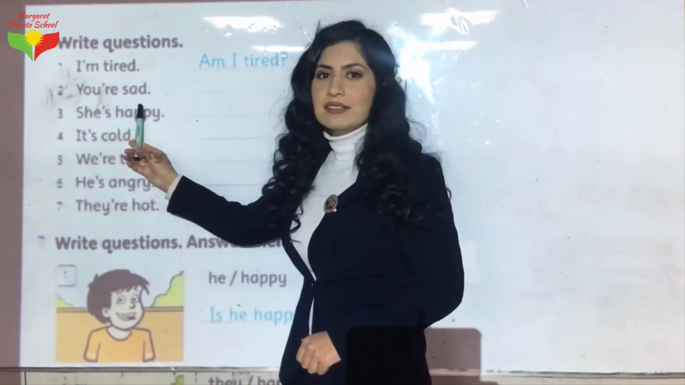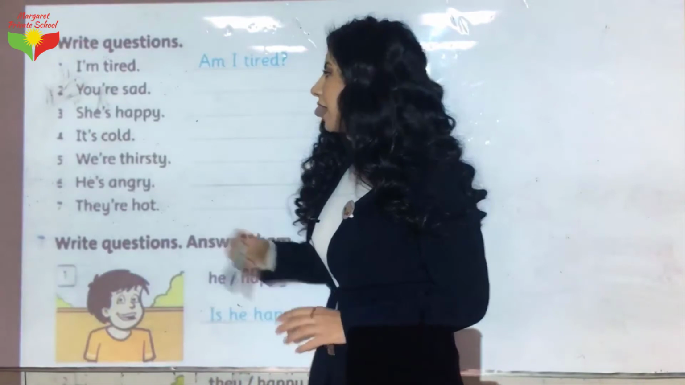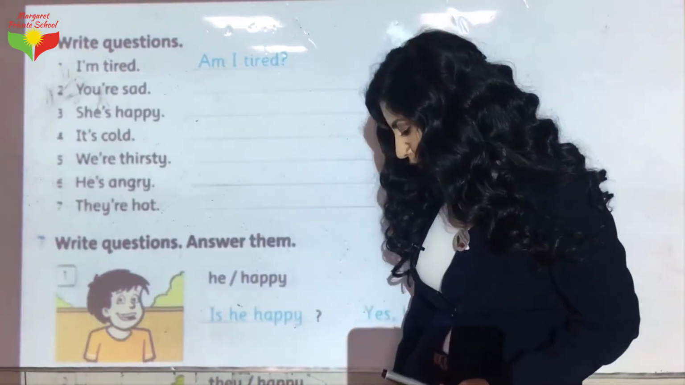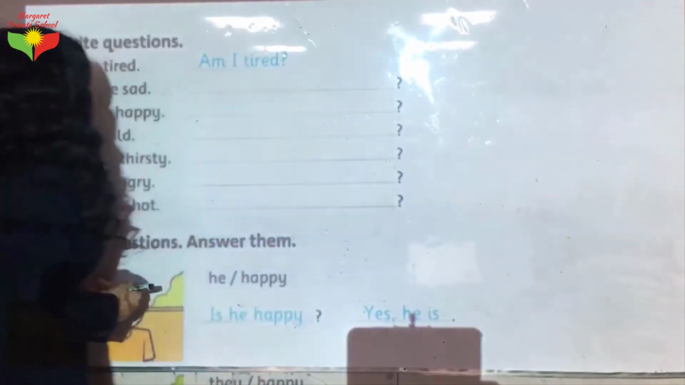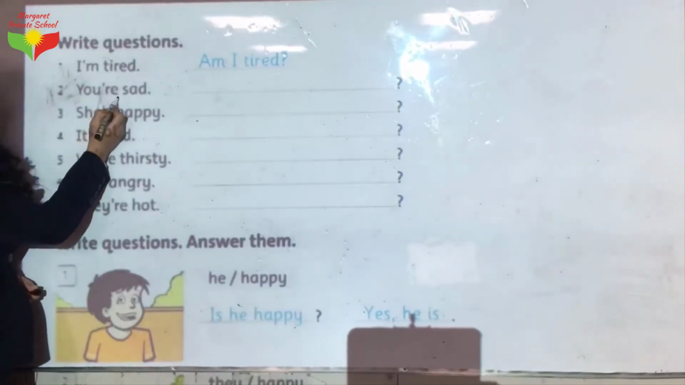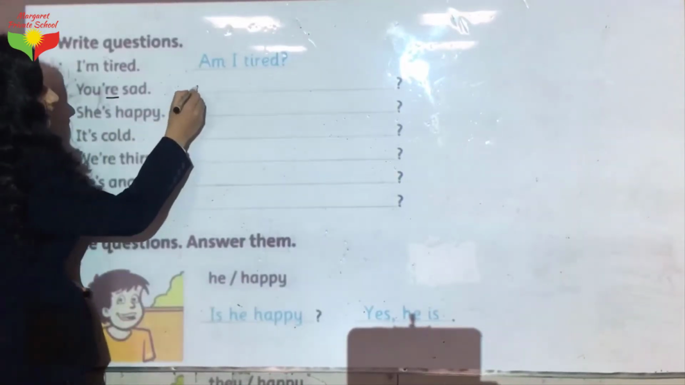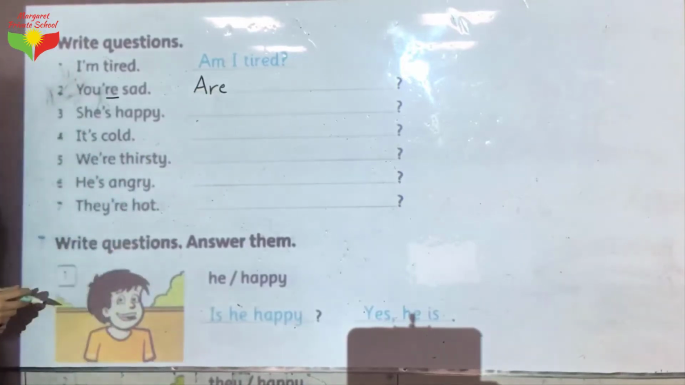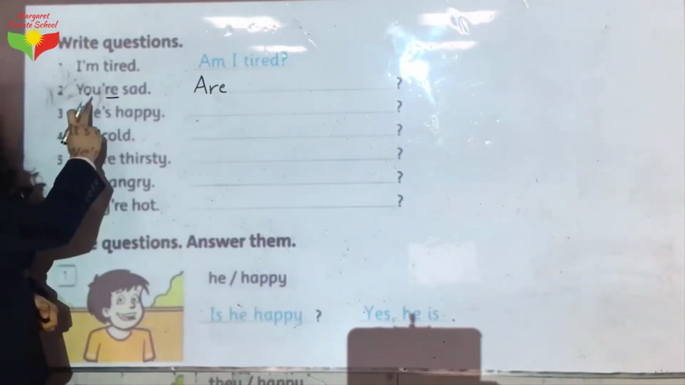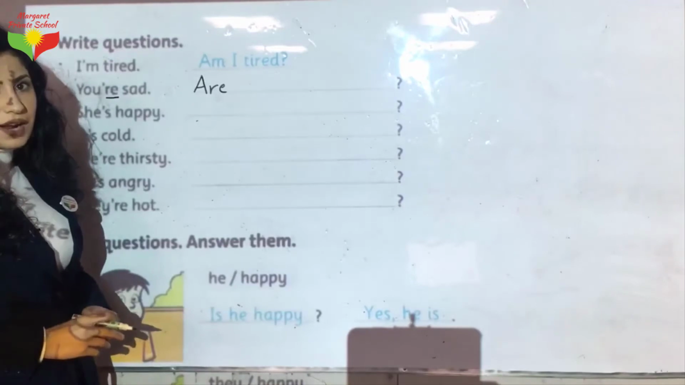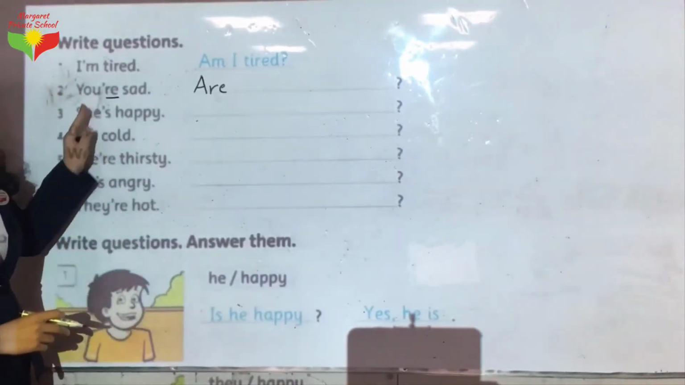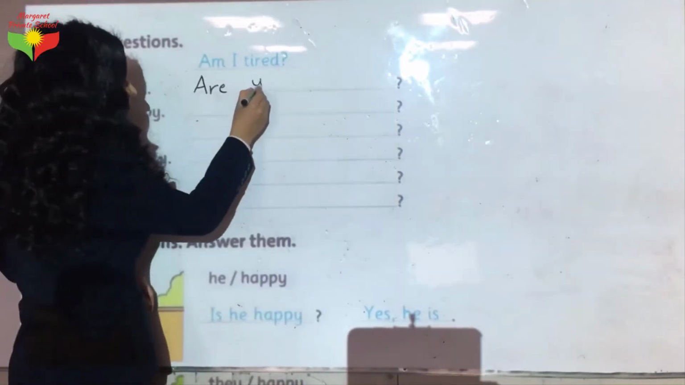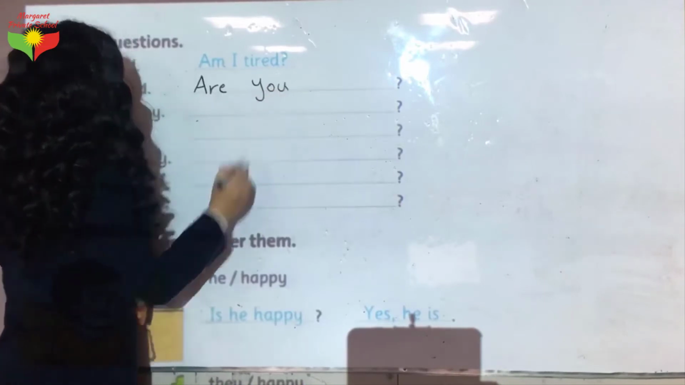You're sad. Okay, first of all, we have to write the verb be, which is are. We should write are. Then we have to write the subject pronoun, which is you. Okay.